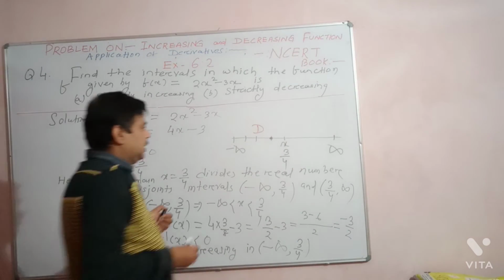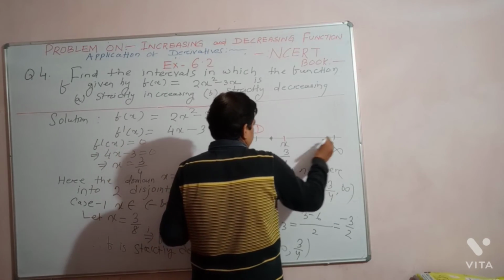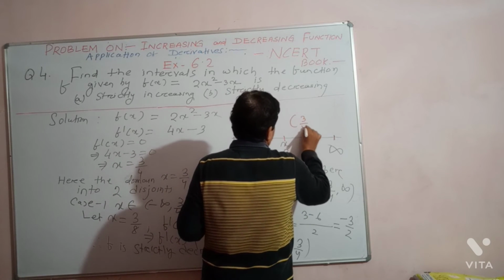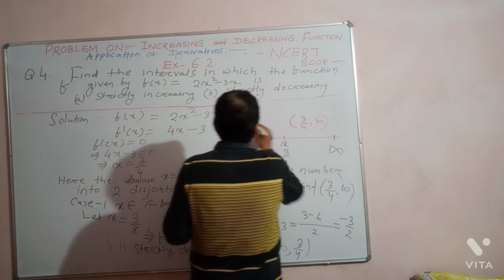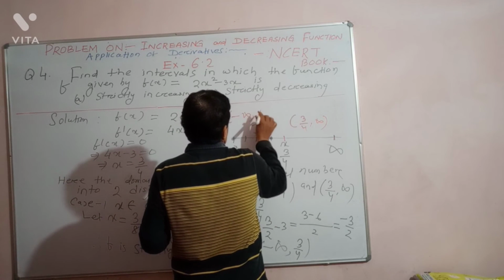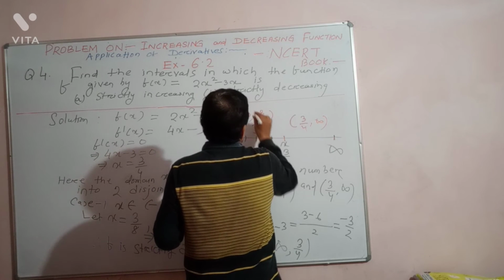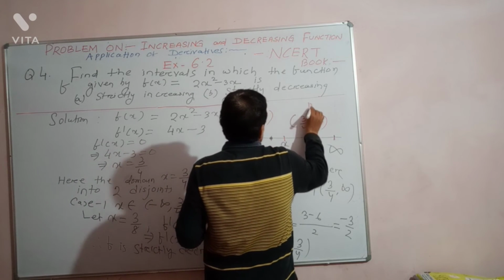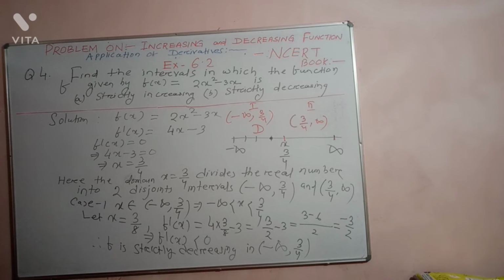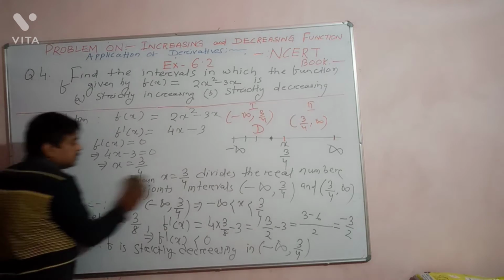Now let's see another interval, 3/4 to infinity. Here the first interval is (−∞, 3/4), this is interval 1, and this is interval 2. Let's see. In the second interval, 3/4 to infinity, let's see.